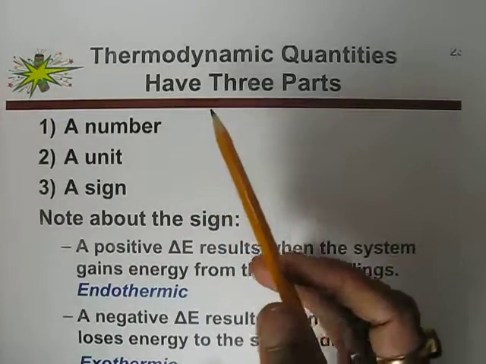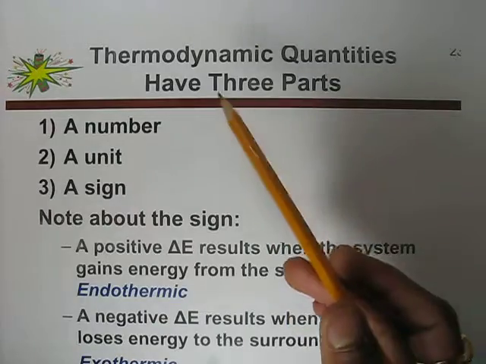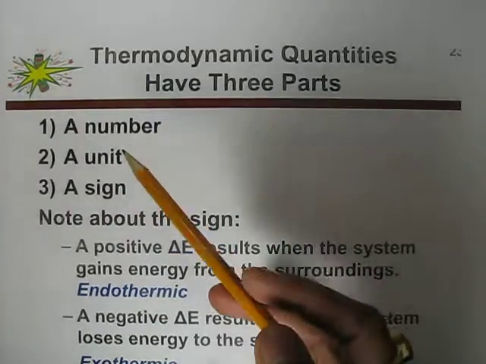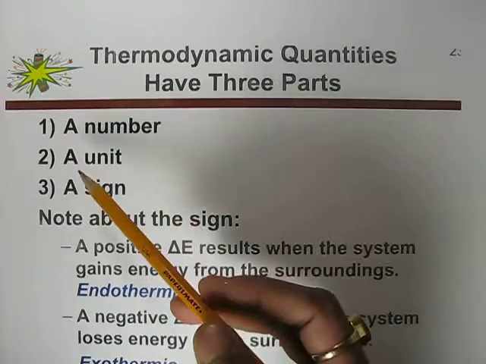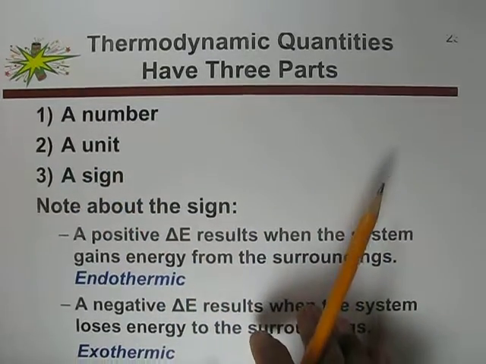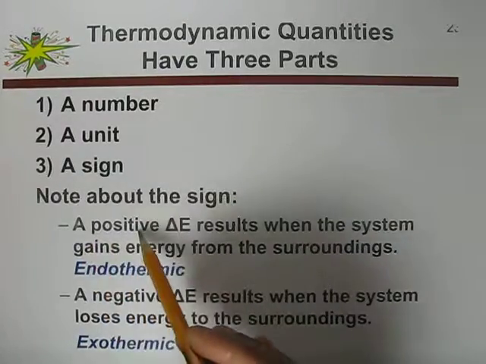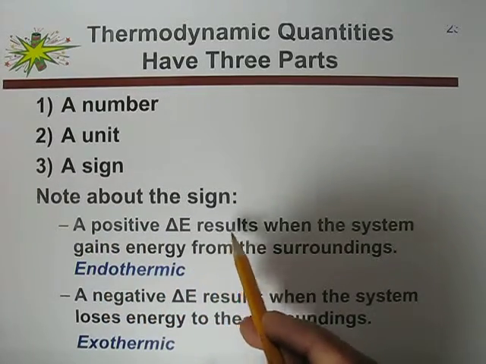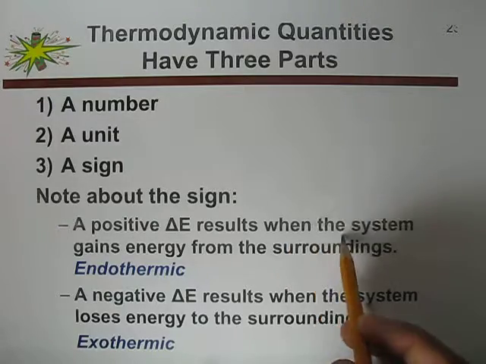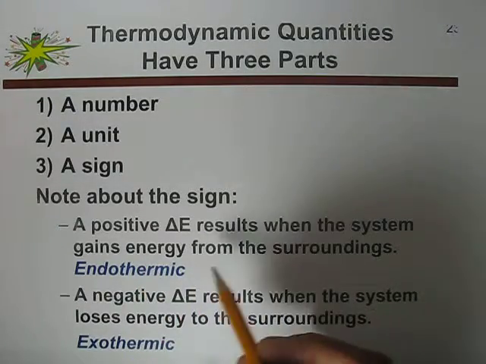So the next topic is thermodynamic quantities. Thermodynamic quantities have three parts. Number one, a number. Number two, a unit. And number three, sign. So note about the sign. A positive delta E, or positive sign, results when the system gains energy from the surroundings.